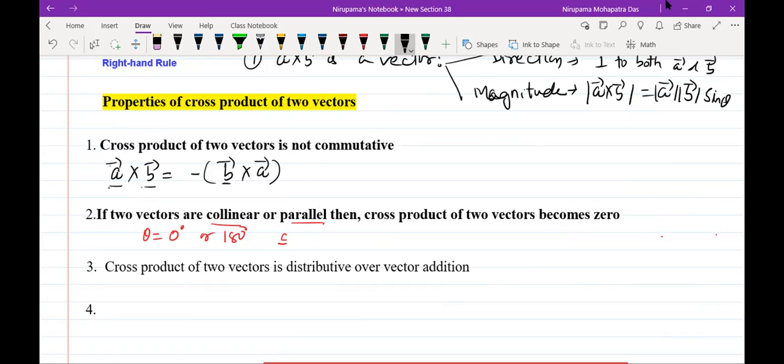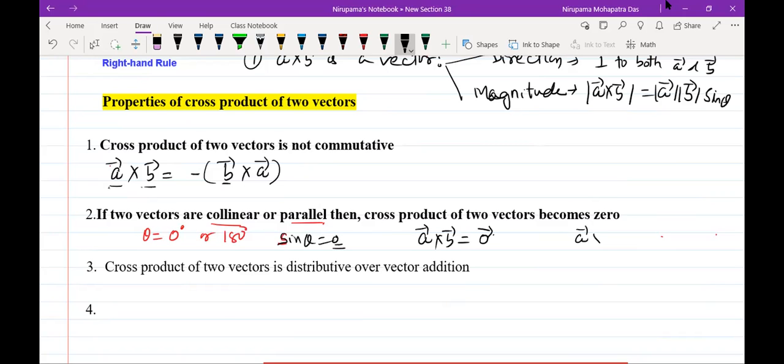Whether collinear or parallel, it means theta is either 0 degrees or 180 degrees. In both cases, sine theta will be 0. So A cross B equals magnitude of A, magnitude of B into sine 0 or sine 180. In both cases you get sine theta 0, then n cap. So because you again have n cap here, it will be a 0 vector.